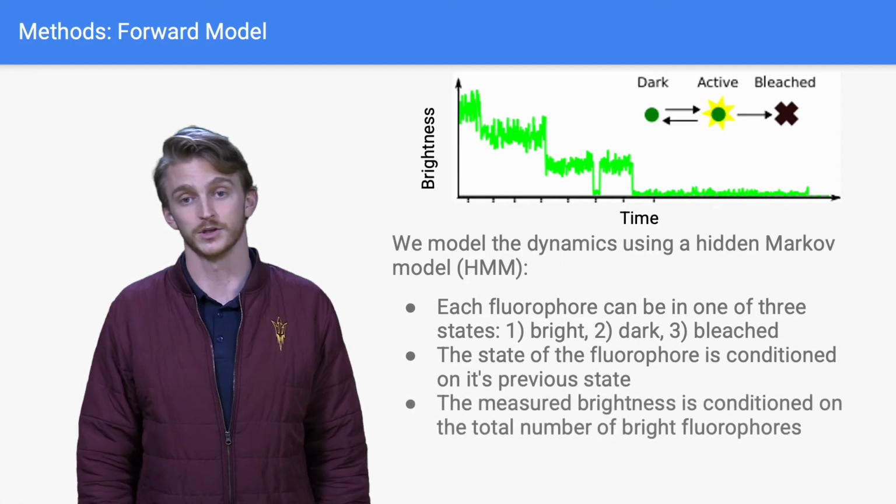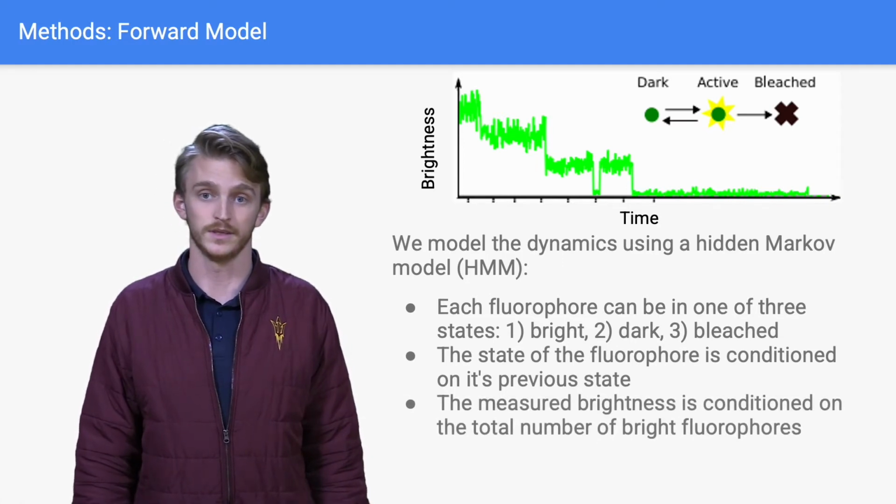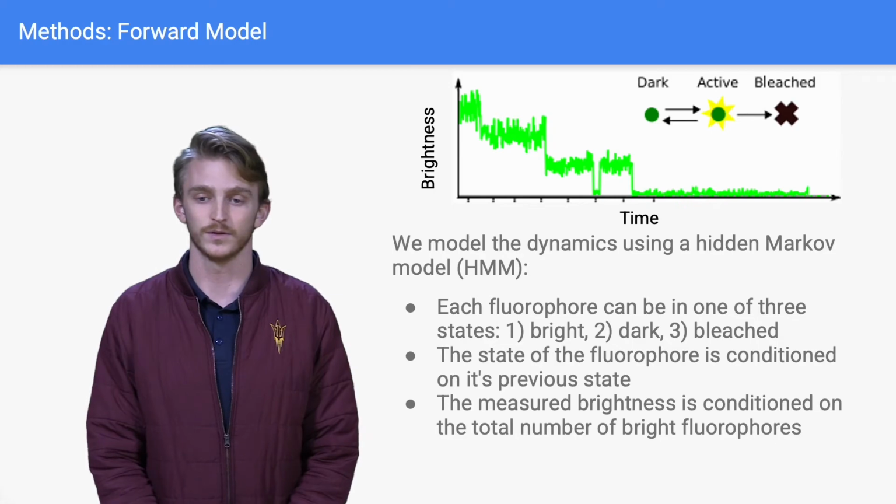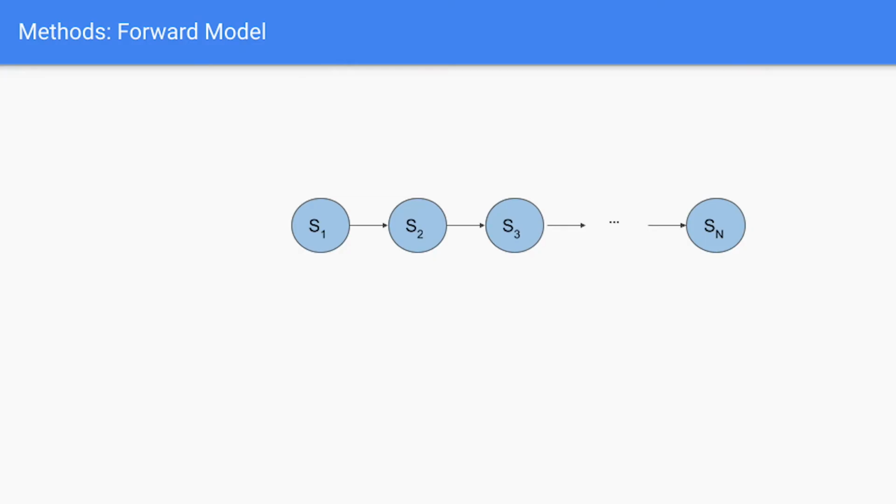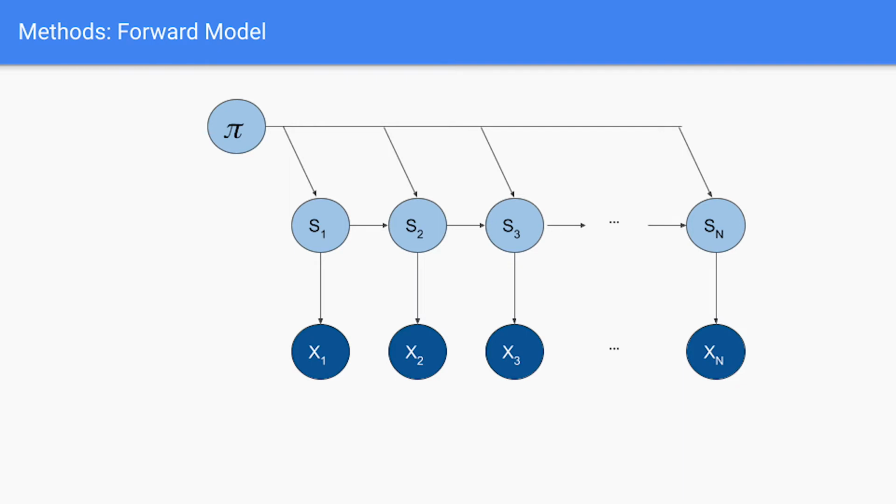The brightness that we measure is conditioned on the number of fluorophores at the time level that are in a bright state. Here we build a graphical representation of the model. Starting with a single fluorophore, we note that we have one random variable for the state of the fluorophore at each time level, 1 through n. These states are linked by a transition rate matrix which governs the transition probabilities between time levels. At each time level for a single fluorophore, we are given a measurement which is conditioned on the state of the fluorophore at that time level.